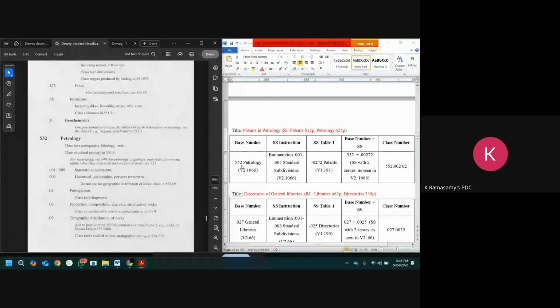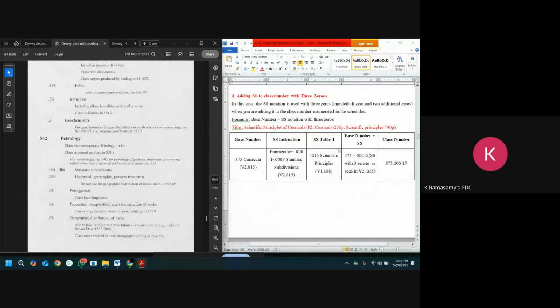552 is the basic number, dot, 00272. Already 272 is preceded by 1 zero by default, but I am going to add 2 zeros. That means total 2 zeros, 00272, because under petrology, the instruction says that standard subdivision should be preceded by 2 zeros. As per the direction, I added 2 zeros.